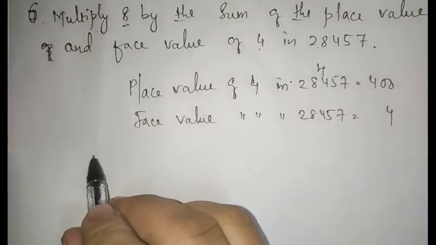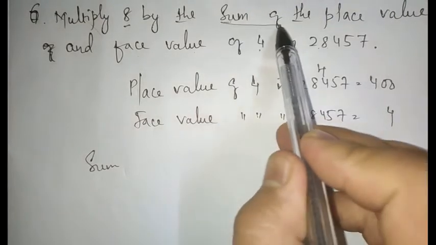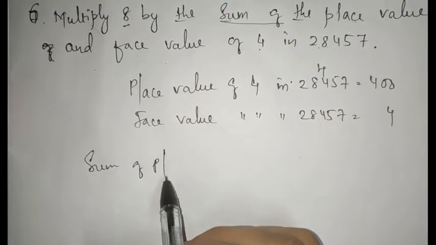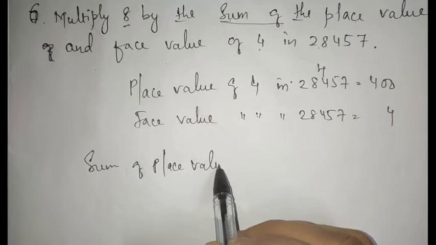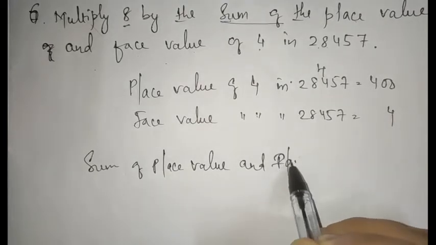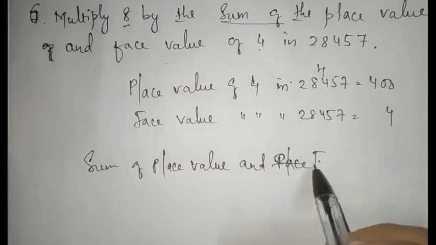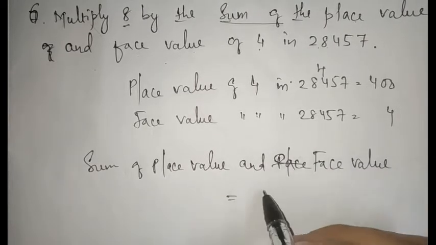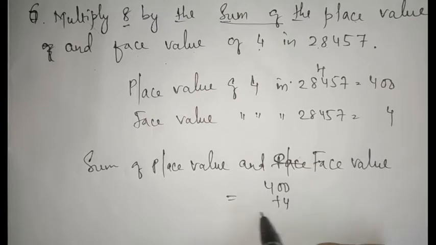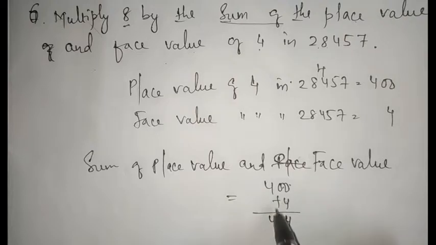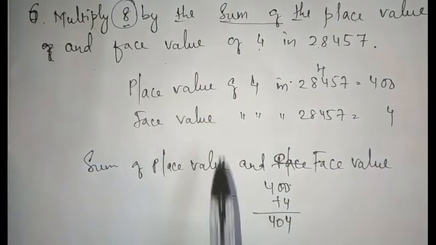So what do we have to find? We have to find the sum of the place value and the face value. Sum means you have to do addition. So 400 plus 4 is 404. 0 plus 4 is 4, 0 0 4 will be 4 down. Now you have to multiply this with 8.